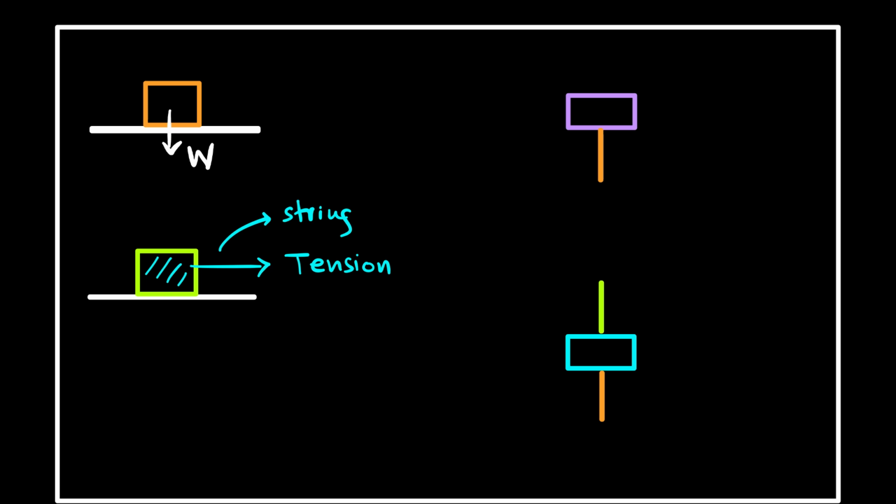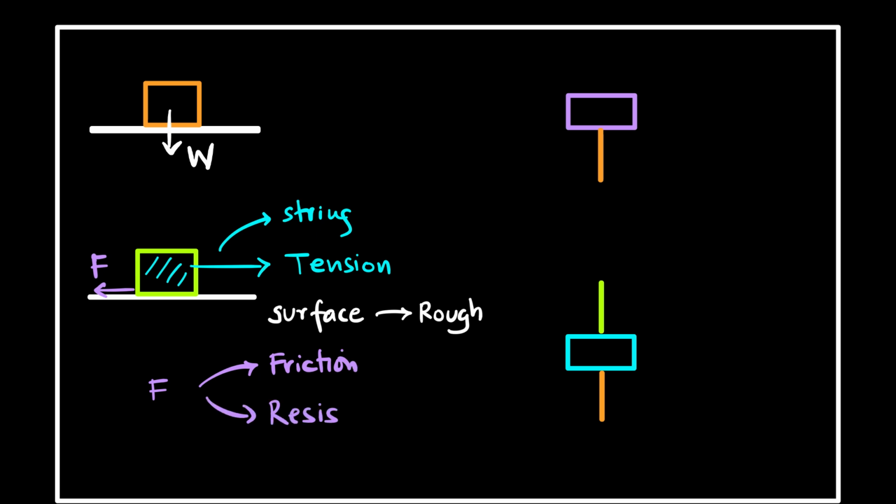Now, if this surface is a rough surface, that means there should be a resistive force over here. So now let me label this resistive force as F. F could be a frictional force. F could be some other kind of resistive force. Let's call it resistance. Similarly, over here, a particle is moving down. So this force is mg. Now, mg is the weight of an object.